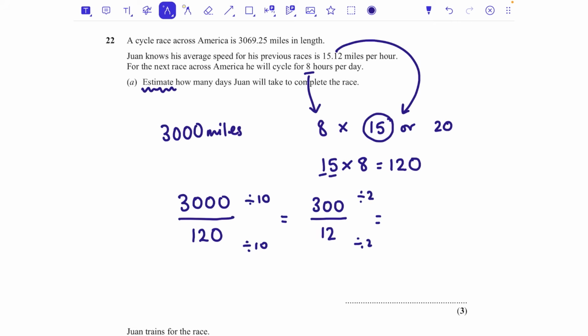So that's 150 divided by 6. They're both in the 3 times table. So I'm going to make that 50 over 2, and that would be 25. So I'm going to say roughly 25. But if you did it with 20, don't worry, you also would have got the marks.